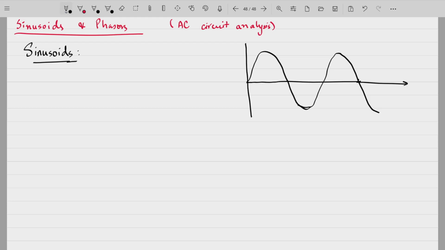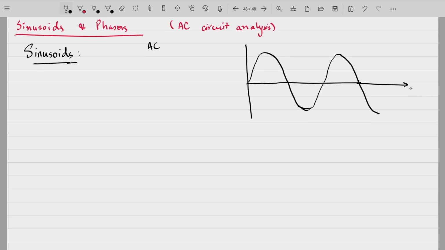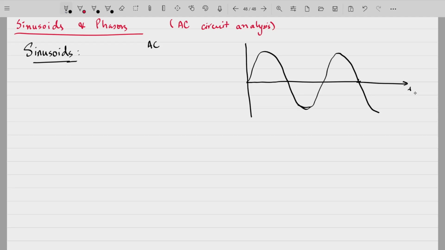So an AC current or an AC voltage is something that is varying sinusoidally with respect to time. So if this is your time axis, your x-axis is the time axis.